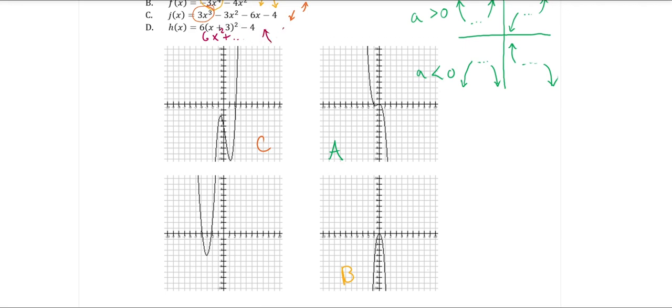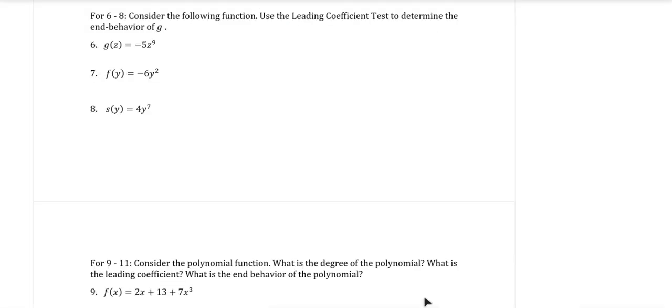That tells us it has this behavior, which we could assign to this graph. 6 to 8 ask for some similar conclusion. Considering this function, what does the leading coefficient test tell us about the end behavior? Negative and odd tell us that it has this behavior. Negative and even tell us that it has this behavior. Positive and odd tells me that it has this behavior.